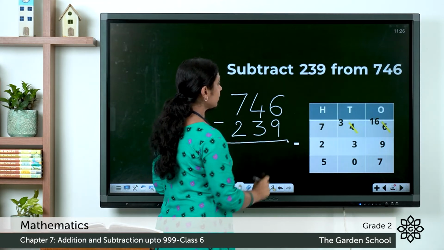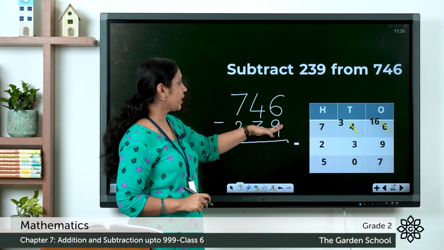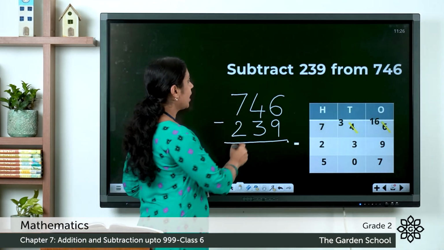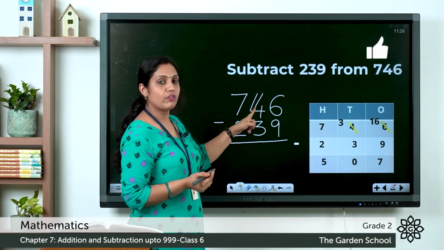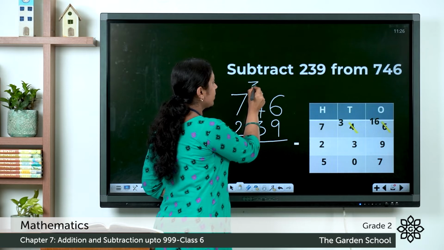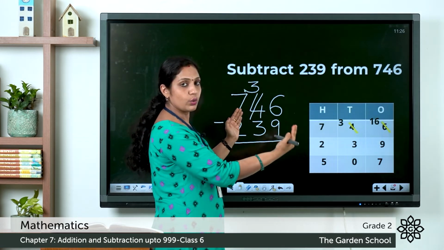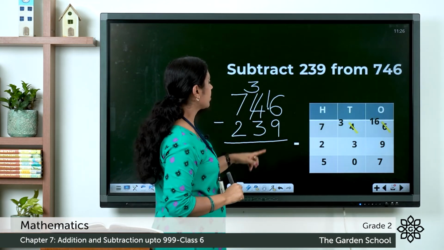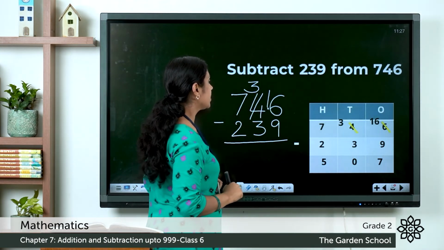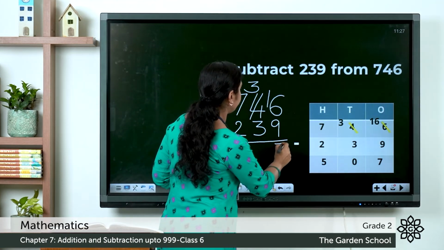239. So 6 minus 9 here in the ones place. We are not able to subtract. So we'll move on to the tens place and borrow from here. Here in the tens place we have 4. When we borrow, here in the tens place it becomes 3, and the 1 that we borrowed will take to the ones place, and here 6 becomes 16. Now we have to subtract 16 minus 9. So 16 minus 9 is 7.